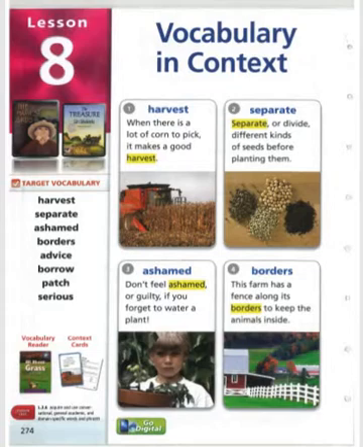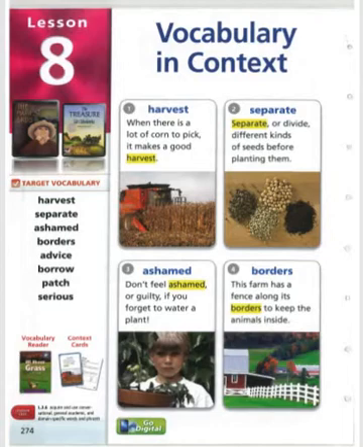Word number 4, borders. Borders is a noun. It's the line that separates between countries and also separates between important areas. So let's say that you put a wall around your house to create borders. The example that we have here: this farm has a fence along its borders to keep the animals inside.